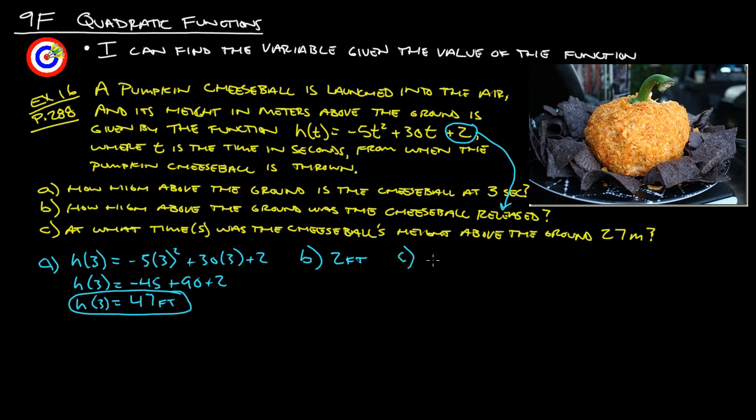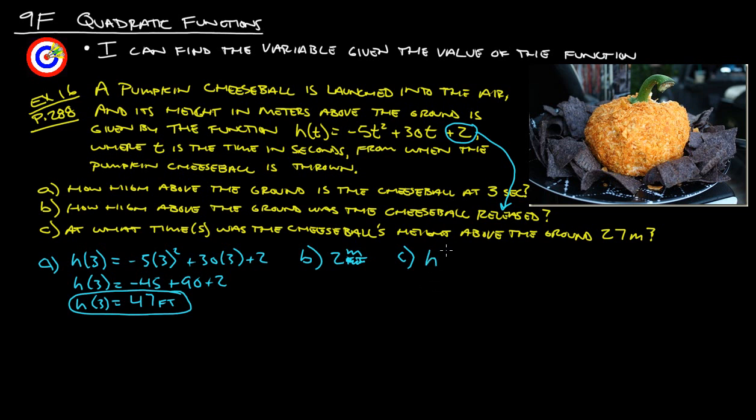Okay, and then last piece is C. It says at what time or what times was the cheese ball's height above the ground 27 meters. All right. Oops, I said 2 feet. That should be 2 meters. Sorry. So, at what time was the cheese ball's height above the ground 27 meters? Basically, we have to figure out when it gets up that high.